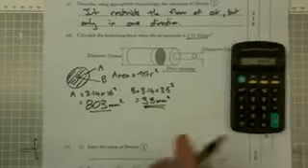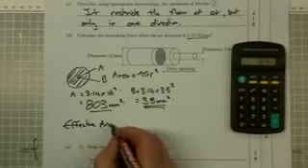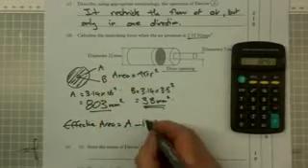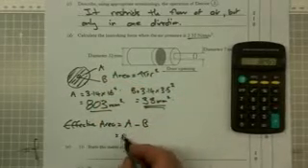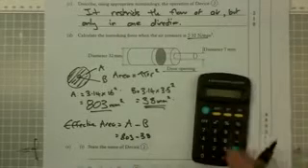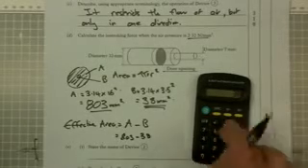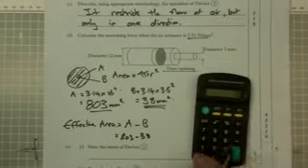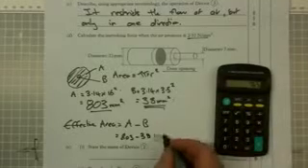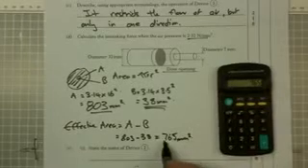Now the effective area is area A minus area B. So it's 803 minus 38, which is 765 millimeters squared. Okay, that's my area.